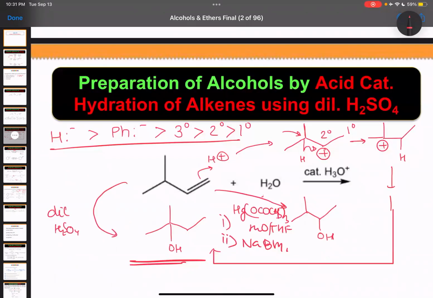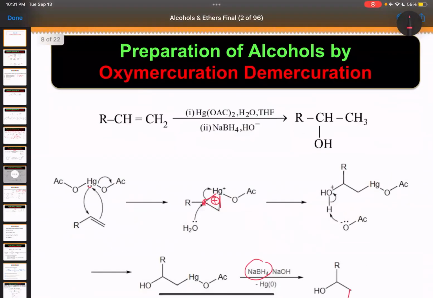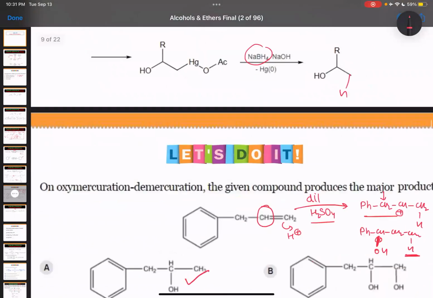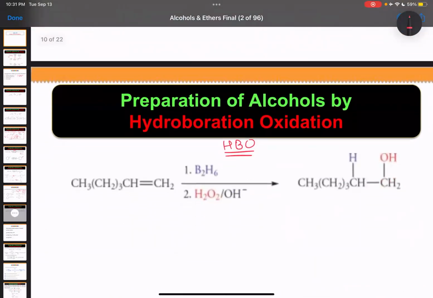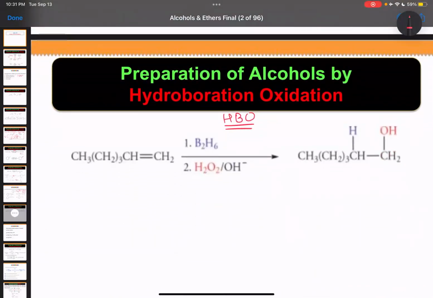And this is now the method which is known as hydroboration oxidation. This method is not direct; it is actually the addition of borane, and then with H2O2 you remove that boron by OH. Clear? Yes, sir. So let's cover it on the next one. This is a very important method, top priority, and asked in all the examinations.